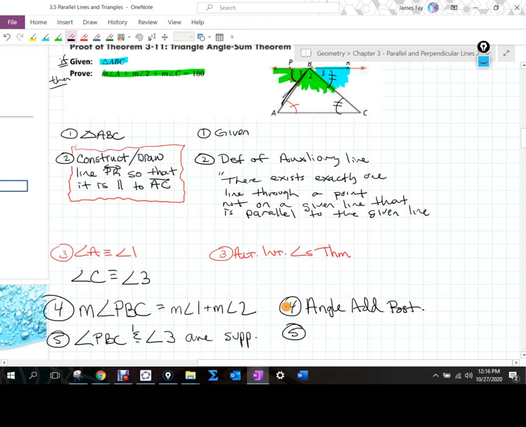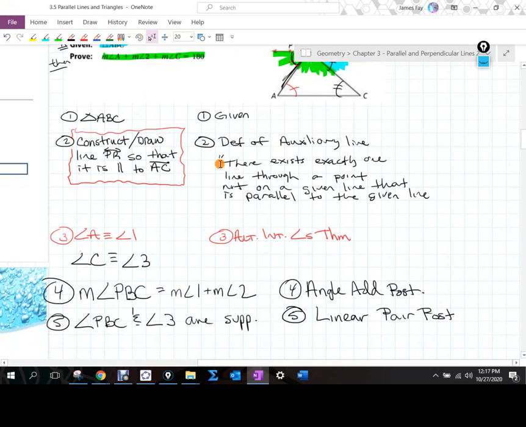Why do we know that they're supplementary? We form a line, right? Don't they form that line PR? So we have two angles that form a line, and we can say that they're supplementary. That's because they are a linear pair, right? Linear pair postulate.